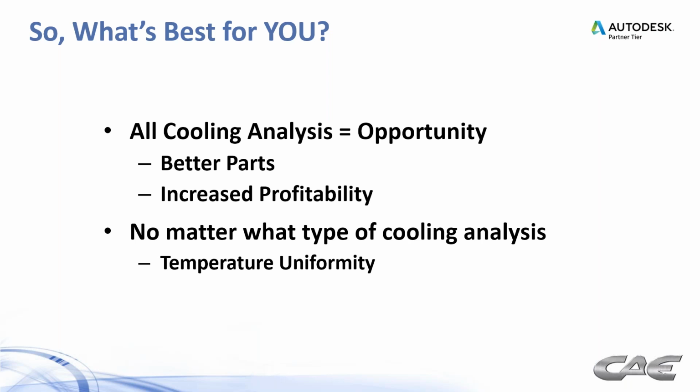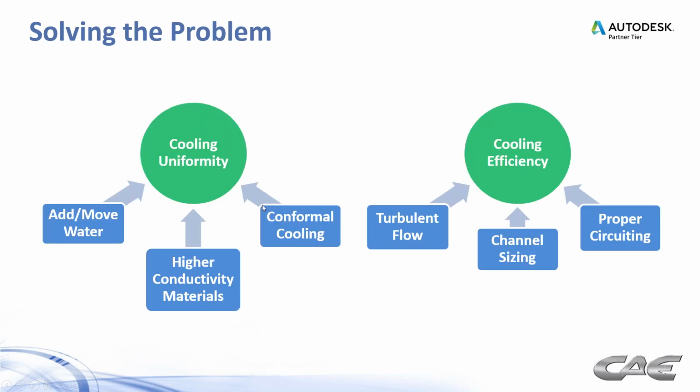Right, and it doesn't matter what type you're doing, temperature uniformity and coolant flow efficiency are king. These two things need to be met no matter what type of analysis you're doing. So how do we do that? How do we solve that problem? Just to reiterate, for cooling uniformity, you can add or move water. You can change out steel for higher conductivity materials, or you could use conformal cooling.